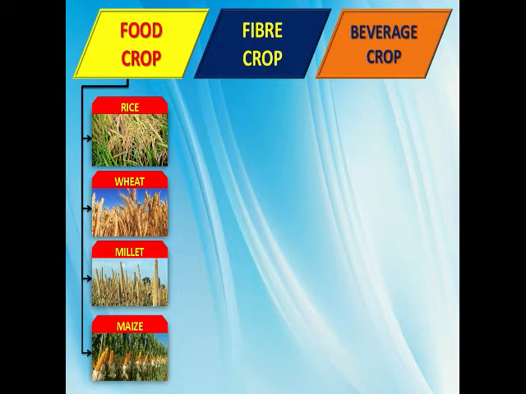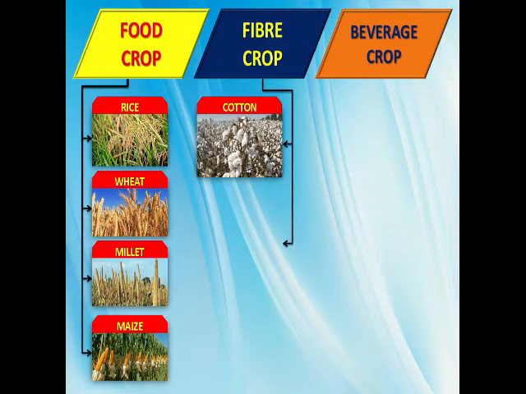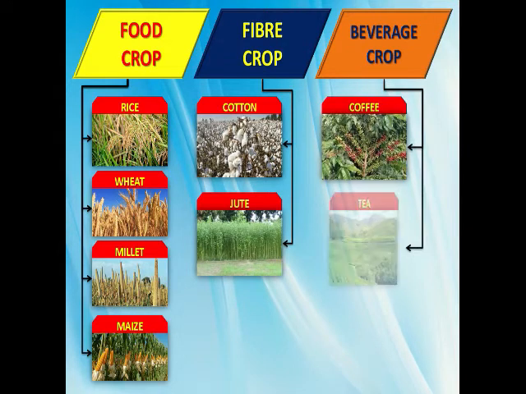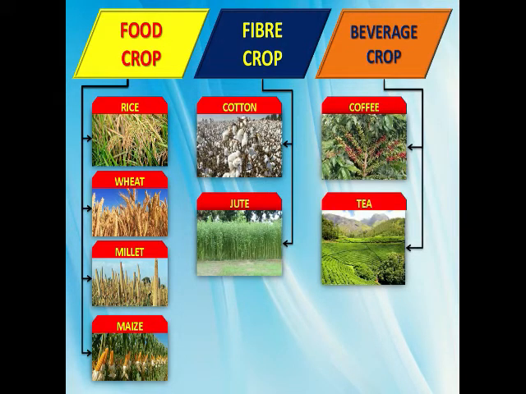And what are fiber crops? That means cotton and jute. And what is a beverage crop? That is coffee and tea. So what are the food crops? Rice, wheat, millet and maize. And what are called fiber crops? That is cotton, jute. And what are called beverage crops? That is coffee and tea.